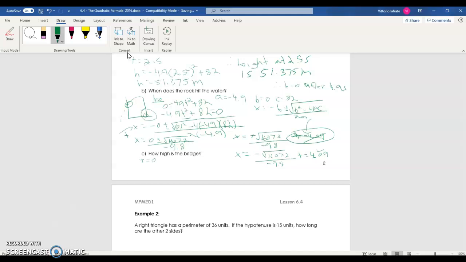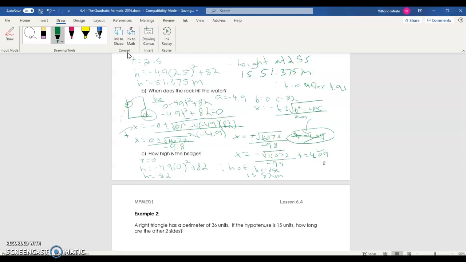And we can go and plug in our equation. So h, when time is equal to 0, is negative 4.9 times 0 squared, plus 82. So that means that h is equal to 82. Therefore, the height of the bridge, and you write it in full words and sentences, is 82 meters. That's how you would go about doing that.